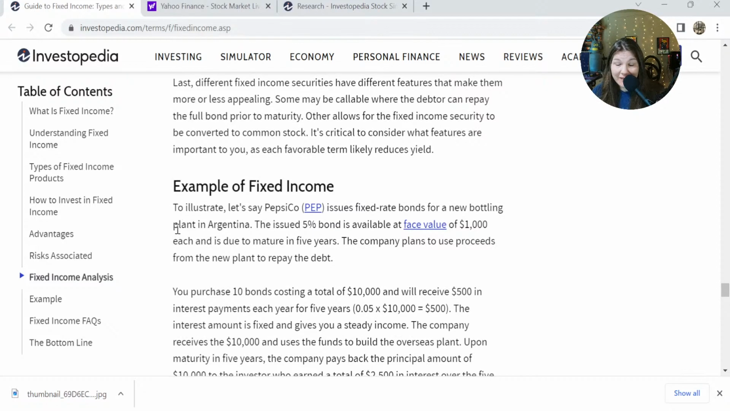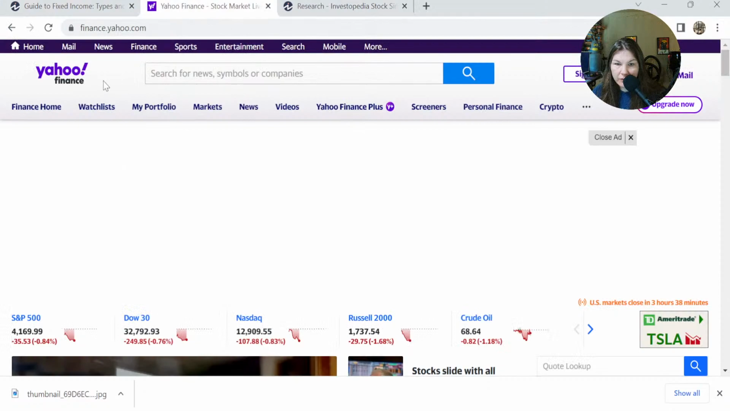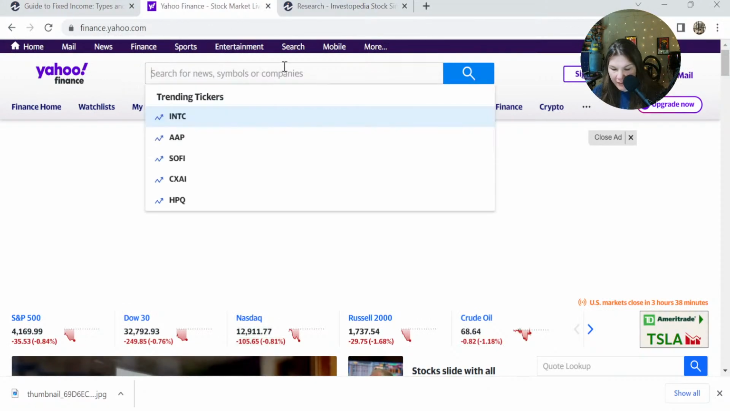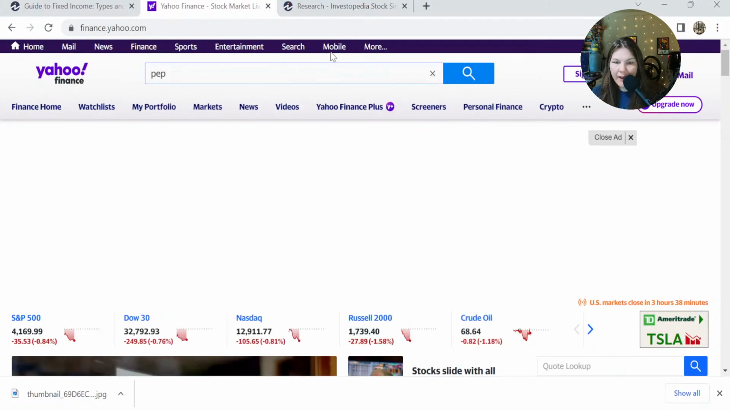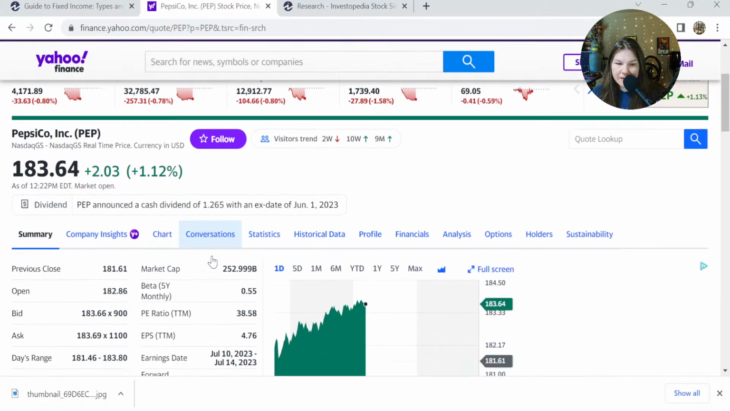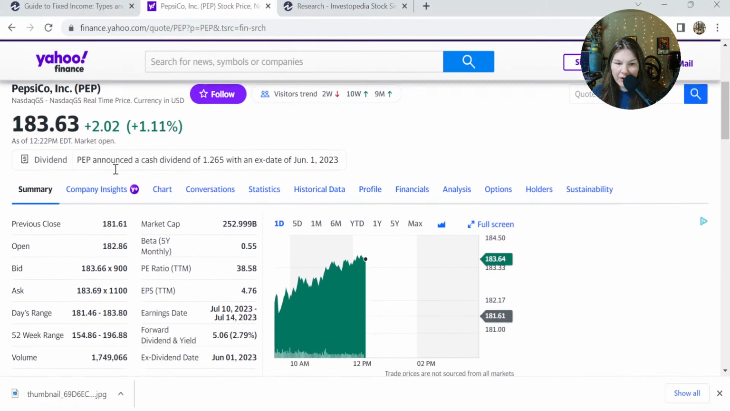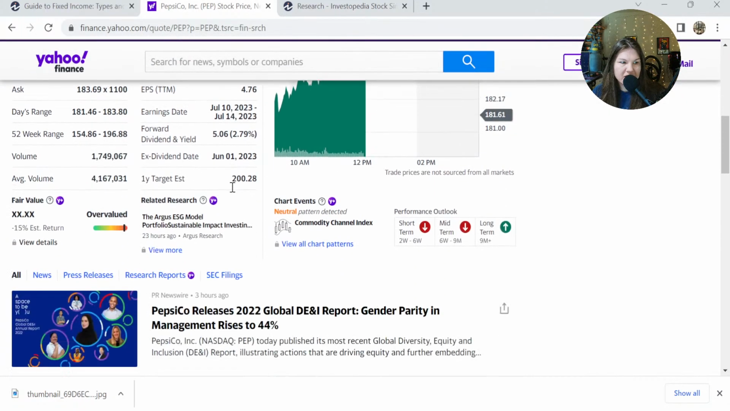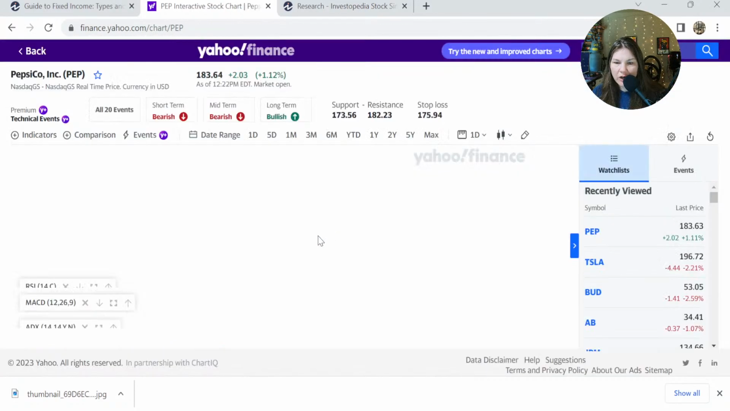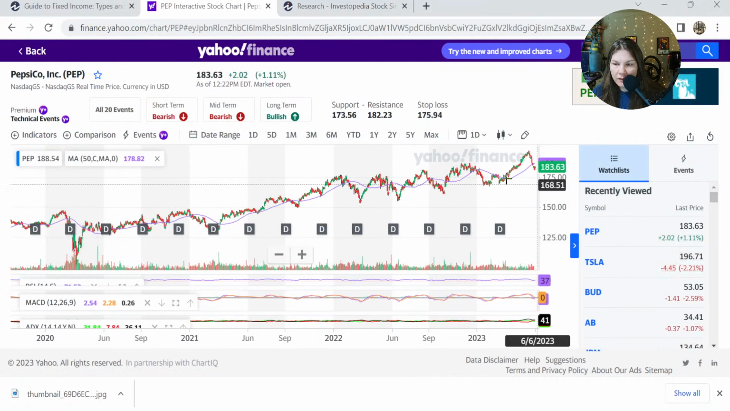So, an example of fixed income. To illustrate, let's say that PepsiCo, which is PEP, that's its ticker, guys. Remember, a ticker is its symbol to research it on the stock market. So, PEP, all you do is search for news, symbols, or companies. You could type PEP in here, and it would pull up Pepsi's summary. You see? Simple. And you can look at charts by clicking into here.